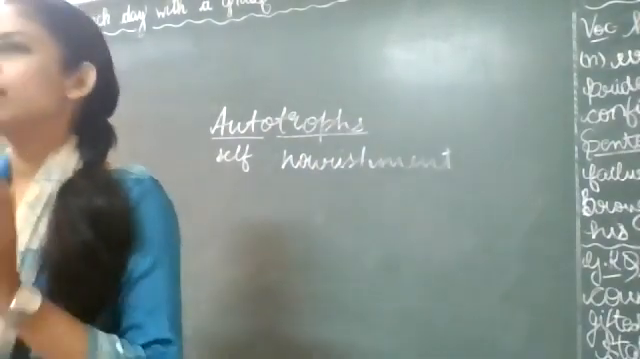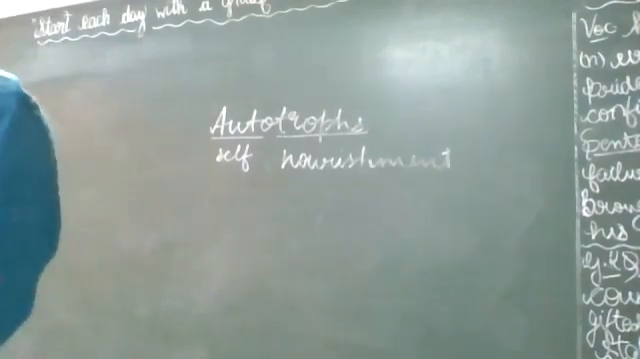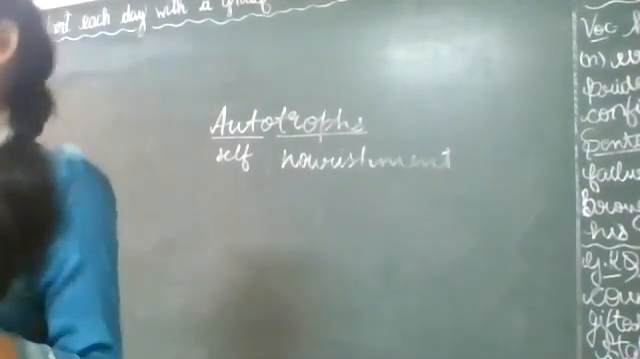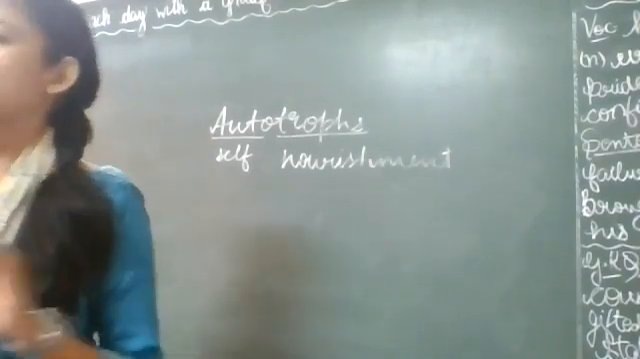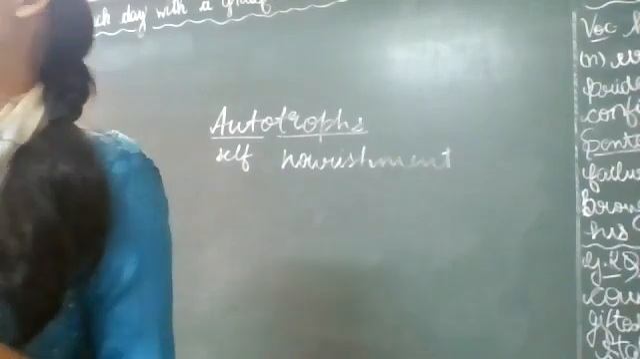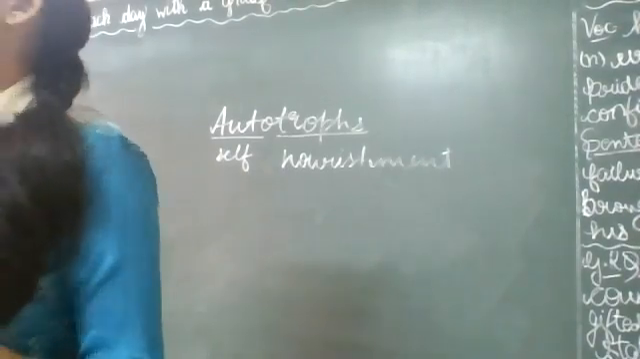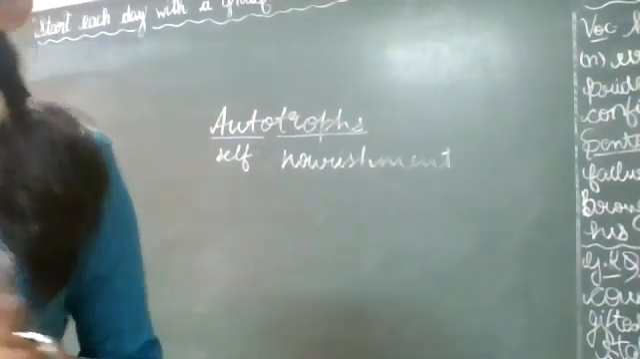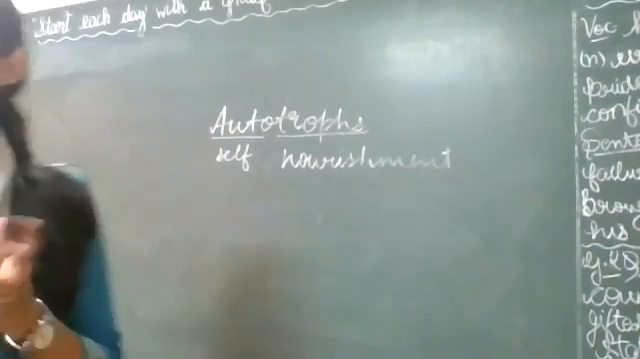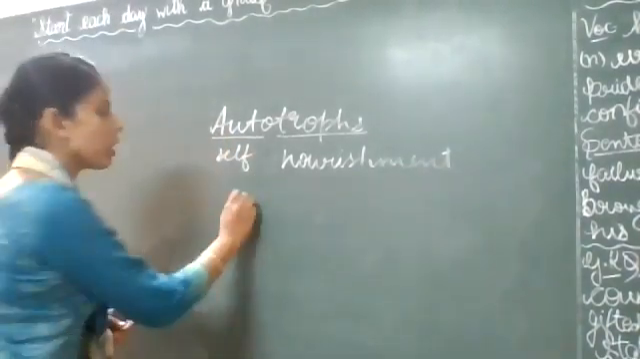That means the process of making food in the presence of sunlight. Chlorophyll is a pigment that is present in that. So that is called photosynthesis. They prepare their own food. So the type of nutrition of the autotrophs is called autotrophic nutrition.